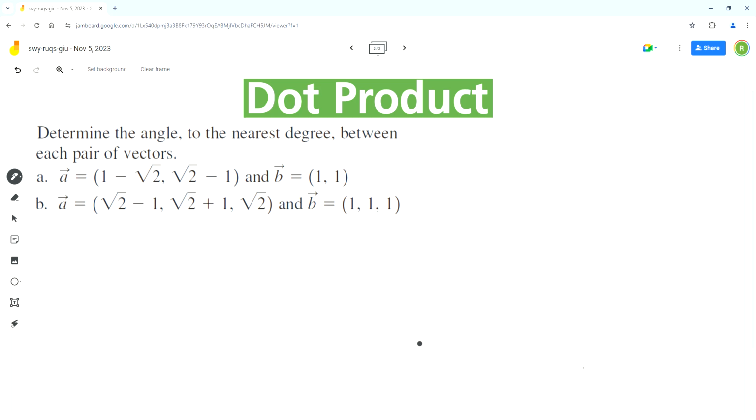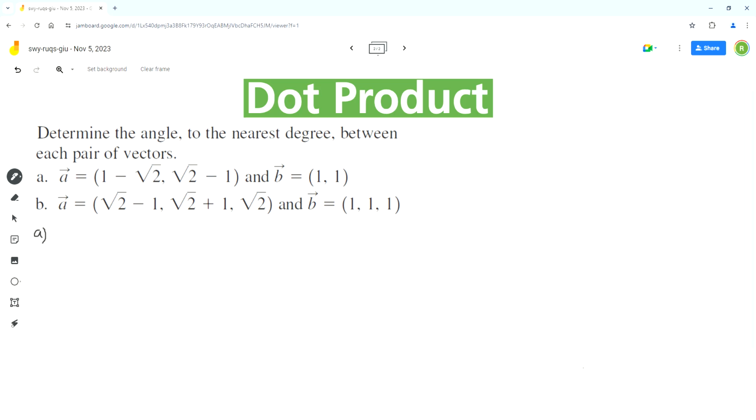So in this video, we'll solve this problem using the concepts of dot product. As per the problem, determine the angle to the nearest degree between each pair of vectors. So let's start with part A.